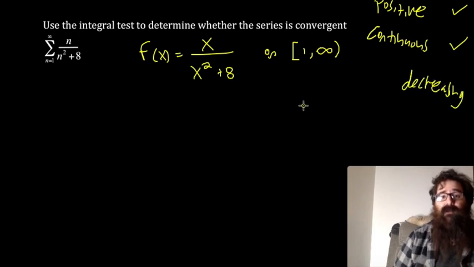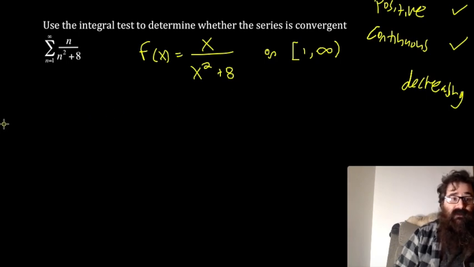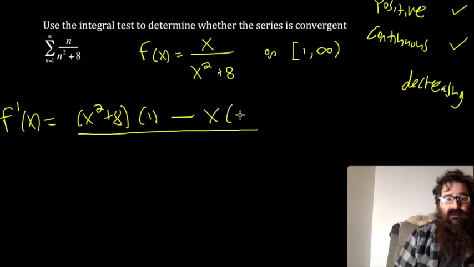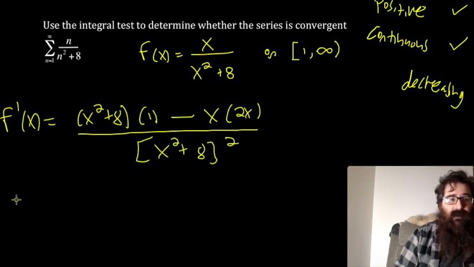Now to figure out if the function is decreasing, and I'm a bit old-fashioned, I would work with the derivative. So let's find f prime of x. Let's do it. If I take the derivative, and I'm going to use quotient rule, so I'll write the old denominator up on top, x squared plus 8, times the derivative of the numerator, which is 1, and then minus the numerator, which is x, times the derivative of the denominator, which is 2x. And this is all divided by the old denominator squared, so x squared plus 8 quantity squared.